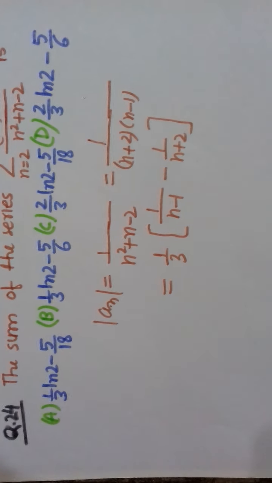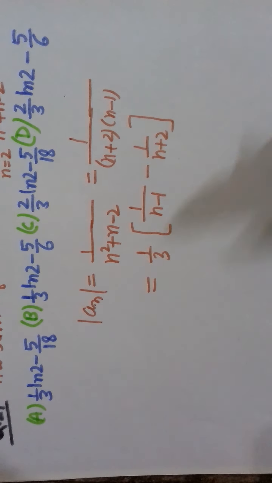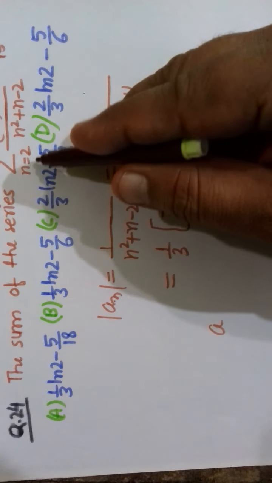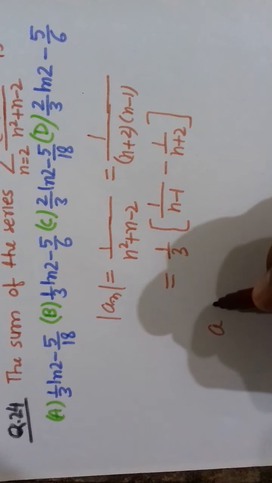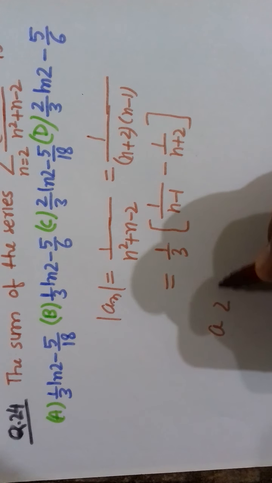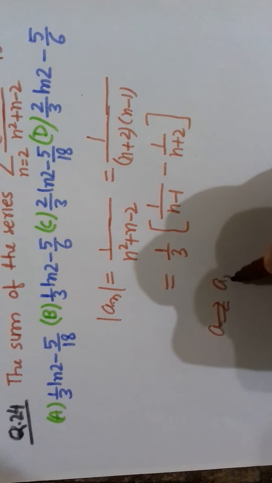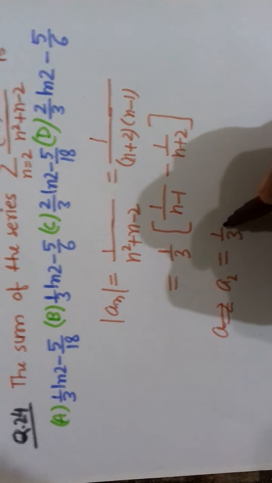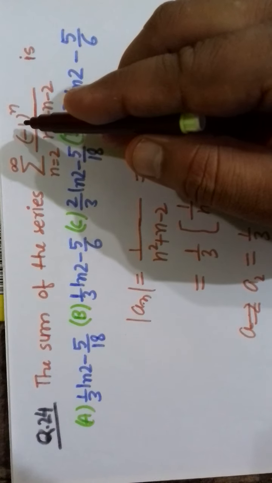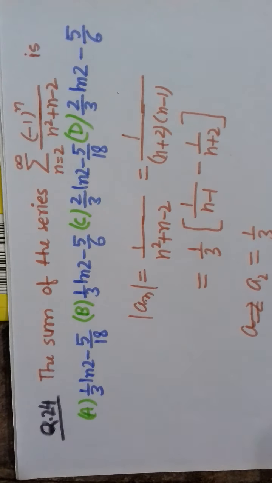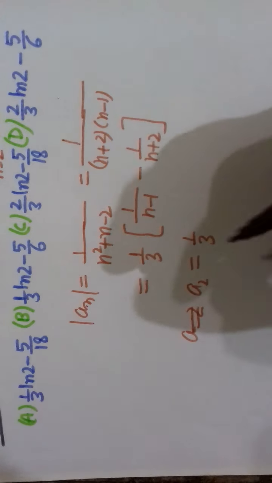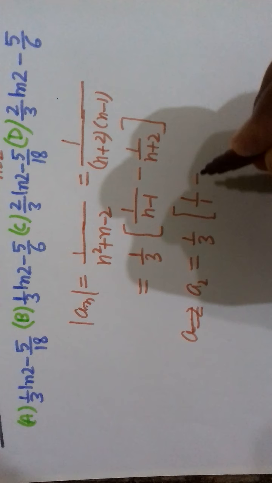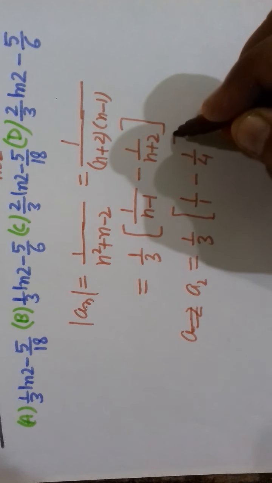Now we can write the terms of the series. Here you see n starts from 2, so a2 first. a2 will be 1 by 3, and with the sign being minus 1 to the power 2, which is plus 1, this will be 1 by 1 minus 1 by 4.